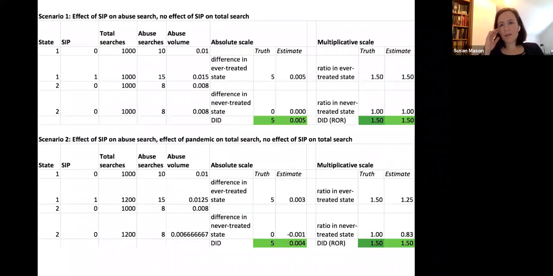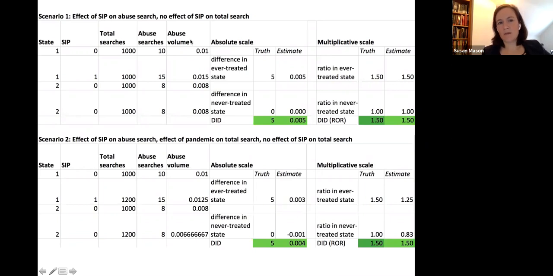So these are some of our toy examples, very, very simplified examples that we ran for ourselves to try to understand what happens if we use a difference model versus a ratio model. Basically, what we really want to know is, are the total number of searches for abuse terms going up in SIP states and maybe staying constant in non-SIP states? This is state 1 imposing SIP in the second week, state 2 does not. What we'd really like to know is this difference, the difference between post-SIP and pre-SIP for state 1 minus the same difference in state 2. So that's the truth here.